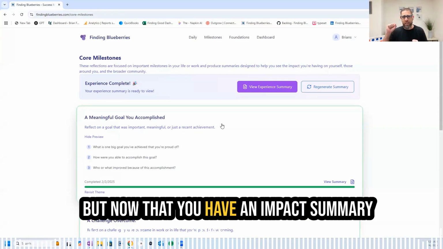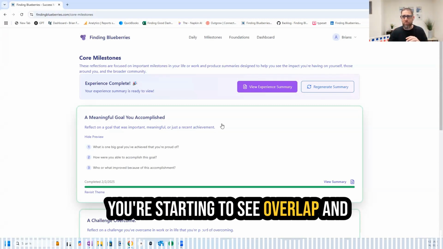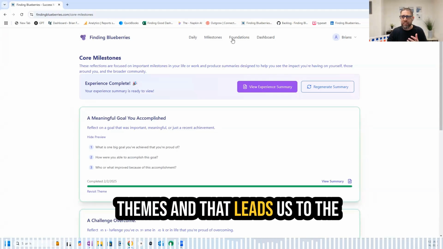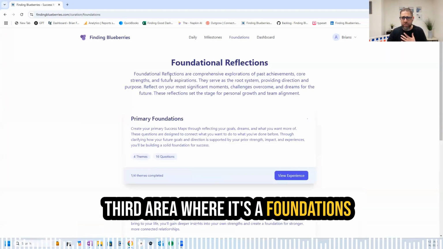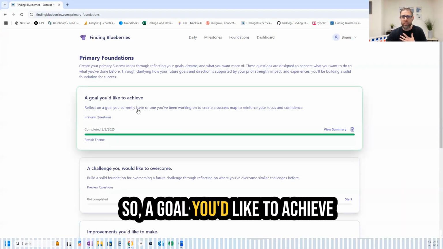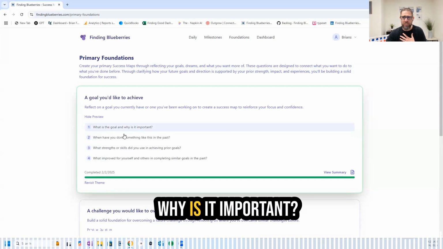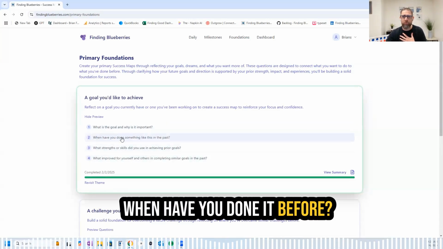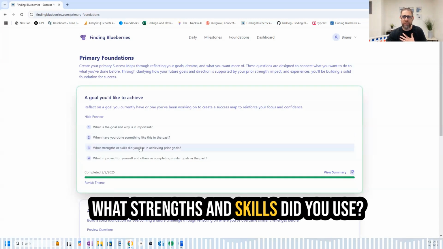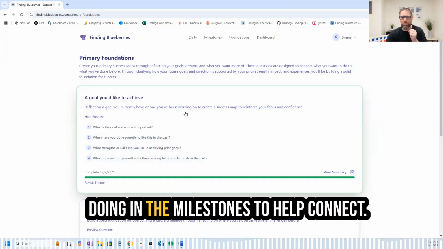But now that you have an impact summary and the value summary for the daily, you're starting to see overlap in themes. And that leads us to the third area, the foundations, and this is about where you're going. So, a goal you'd like to achieve, with very similar questions. What is a goal? Why is it important? When have you done it before? What strengths and skills did you use? What improved for others?